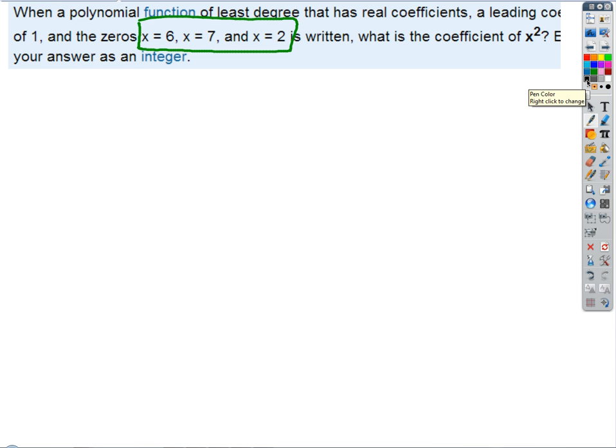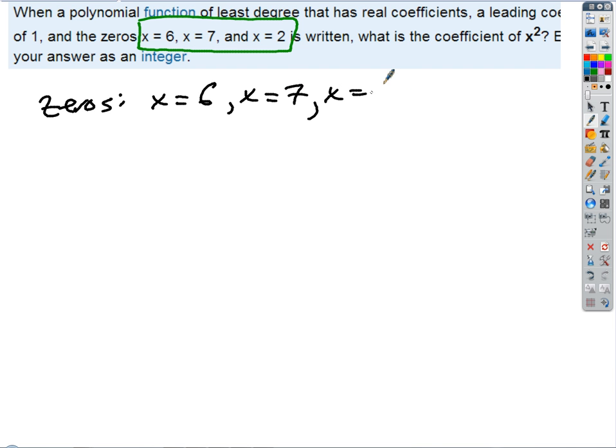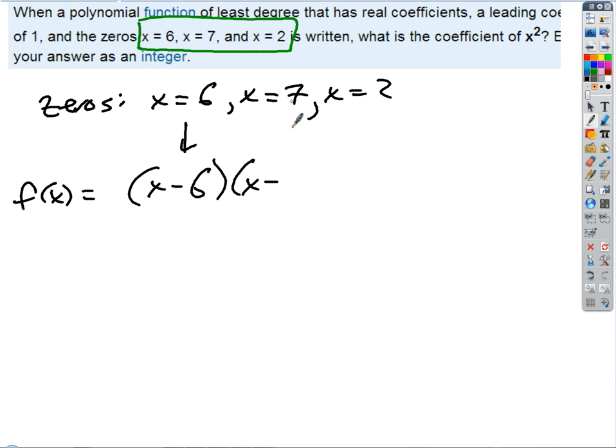So these are my zeros. x equals 6, x equals 7. Don't you put them equal to 0? Okay, yeah, I'm going to turn them into factors. Good, so I'm going to turn each of these into factors. So my polynomial then is just going to be the product of x minus 6 times x minus 7 times x minus 2. And all I've got to do now is just multiply that out.